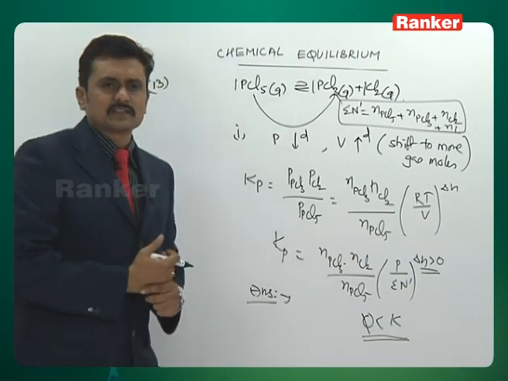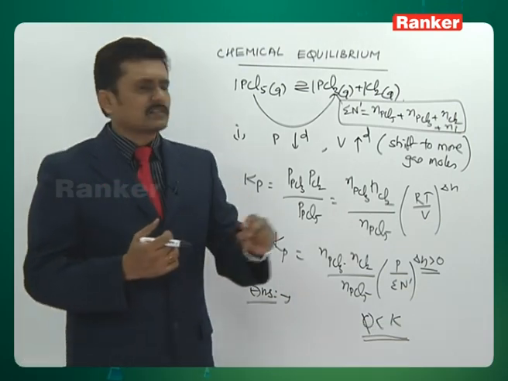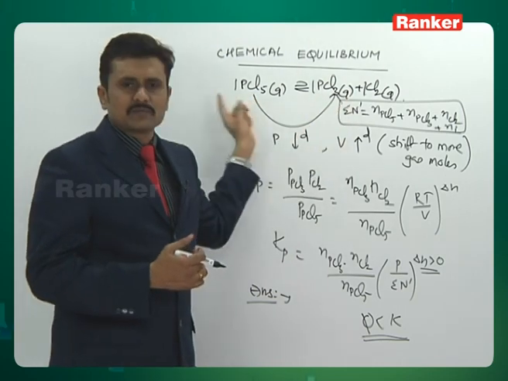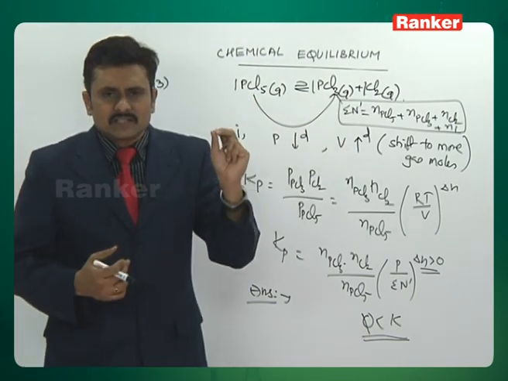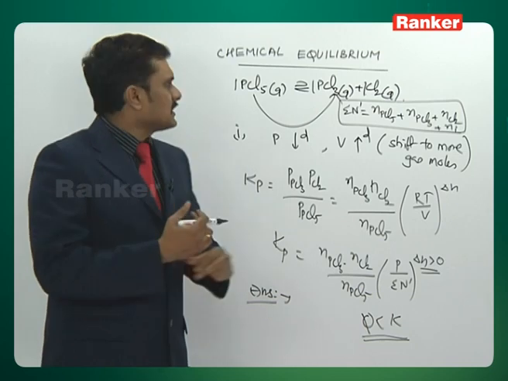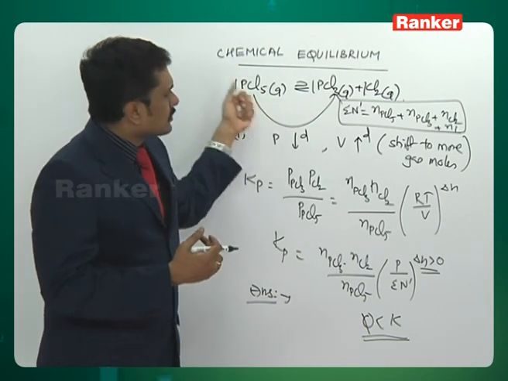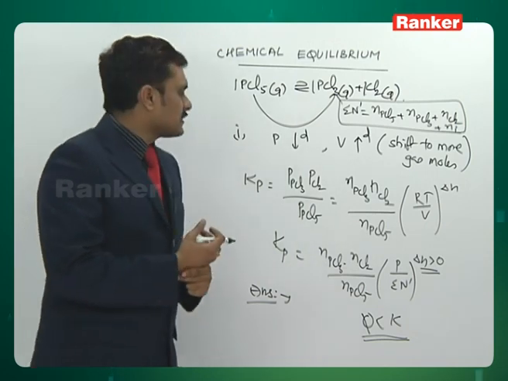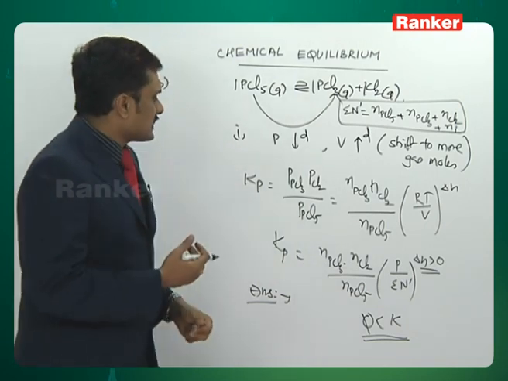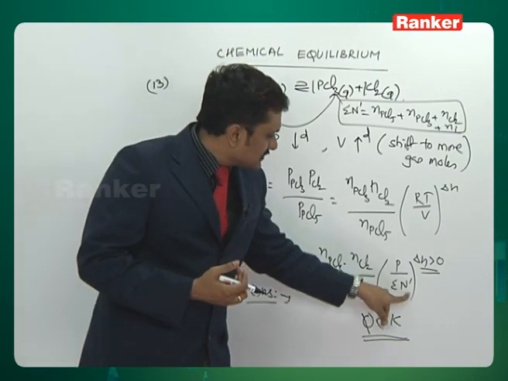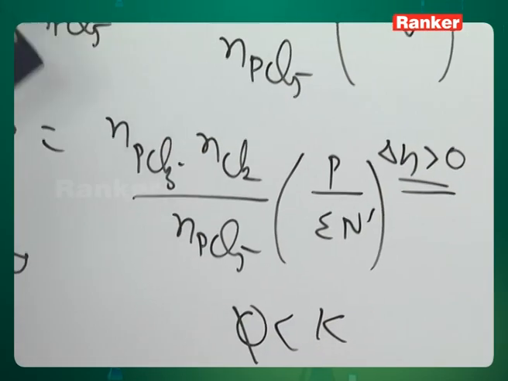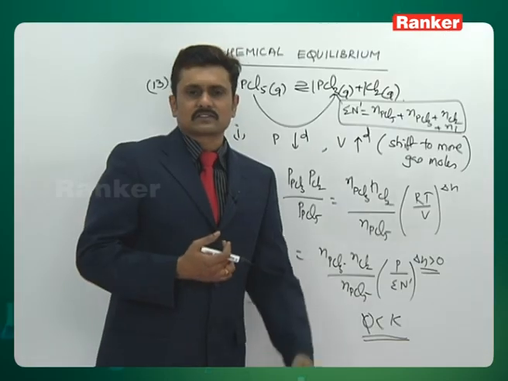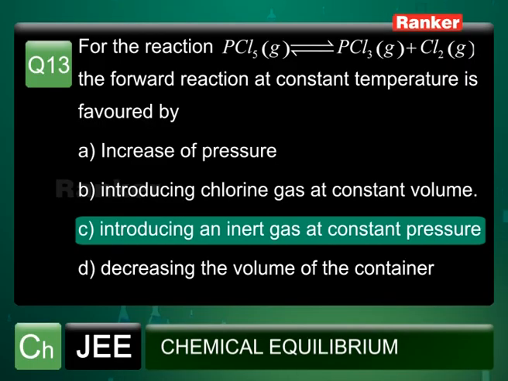Option A is the increase in pressure. By introducing chlorine gas at constant volume, the equilibrium will shift in the backward direction, which we don't want. Then decreasing the volume of the container is again going to shift the equilibrium backward, to the lower mole side. Then option C, introducing an inert gas at constant pressure, will be the right answer, because when I am increasing this value, Q is less than K and the equilibrium will shift in the forward direction. So option C is the correct answer, where there is introduction of the inert gas at constant pressure.